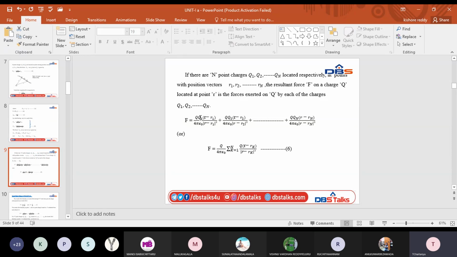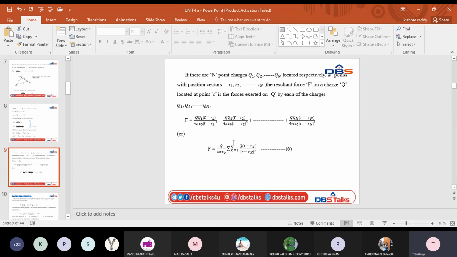Then the formula becomes, for the first charge, Q1 (R minus R1) divided by 4 pi epsilon naught |R minus R1| whole cube, plus Q2 (R minus R2) divided by 4 pi epsilon naught |R minus R2| whole cube, plus and so on, Qn (R minus Rn) divided by 4 pi epsilon naught |R minus Rn| whole cube. You can summarize this equation.